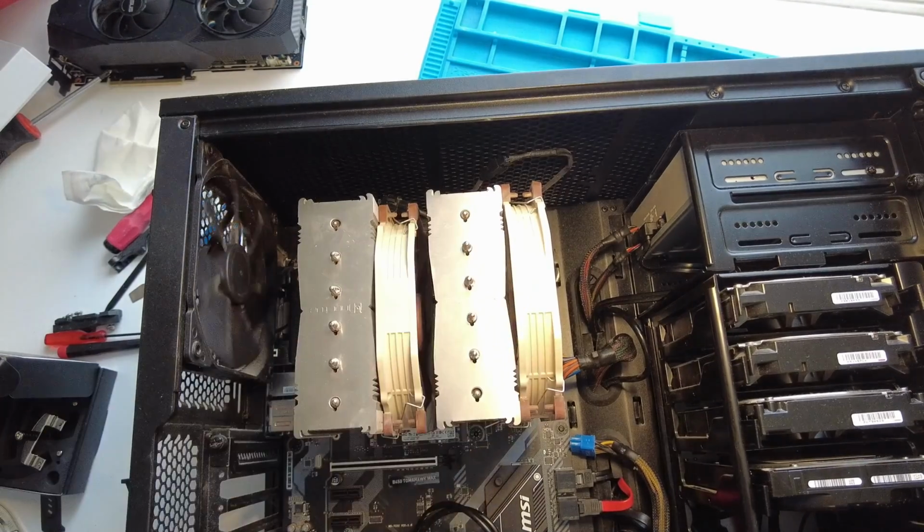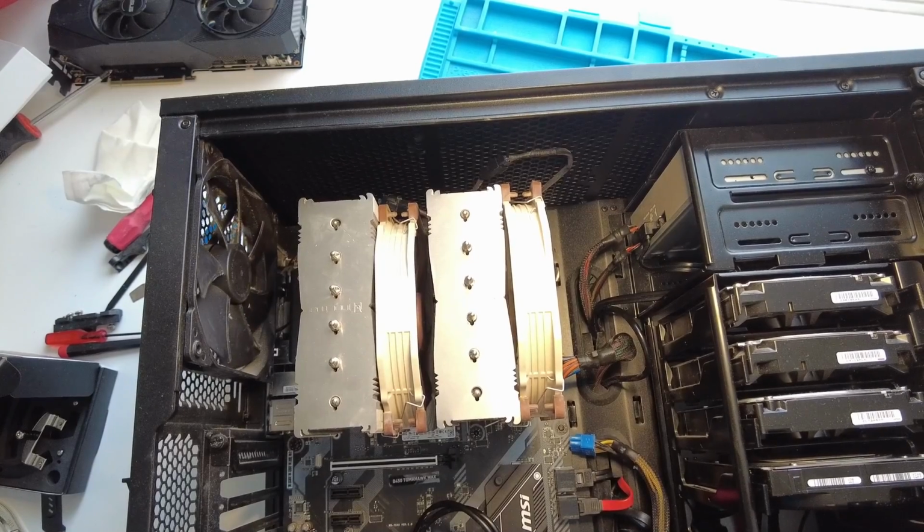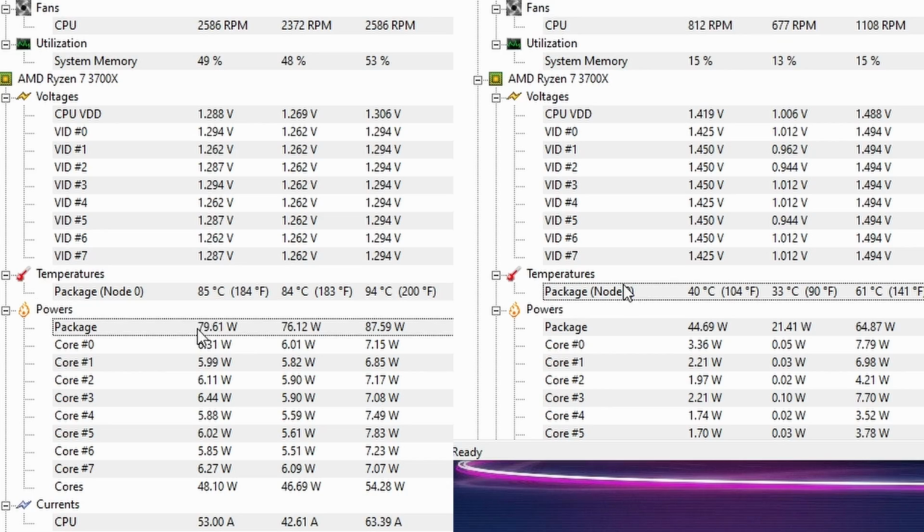So now what I'm going to do is turn the computer on and see what the temperatures are like. On the left, I have my original stock cooler with the kind of cruddy thermal paste, and that's running about 85 centigrade. And on the right, this is with my Noctua NH-D15, and we're running at around 40 centigrade on idle. So obviously the upgraded cooler is doing much better on my Ryzen 3700X.